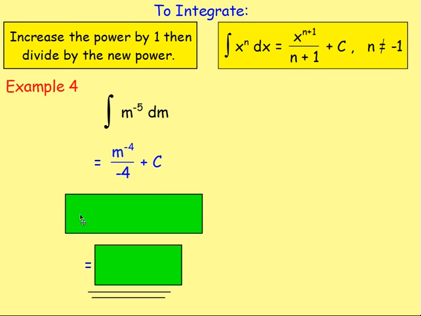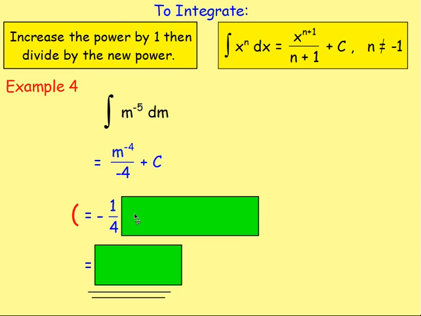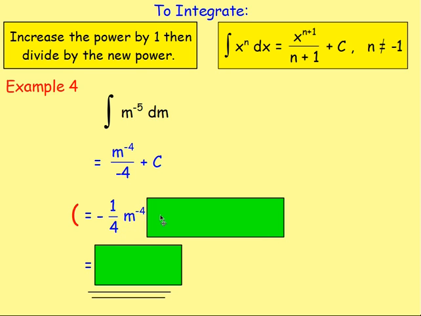You can again write that a different way. If you're dividing by the negative 4, you can take the negative outside, so it's the negative at the front. Also, if you're dividing by 4, really you're taking a quarter, and then you've got the m to the power of negative 4 plus c.